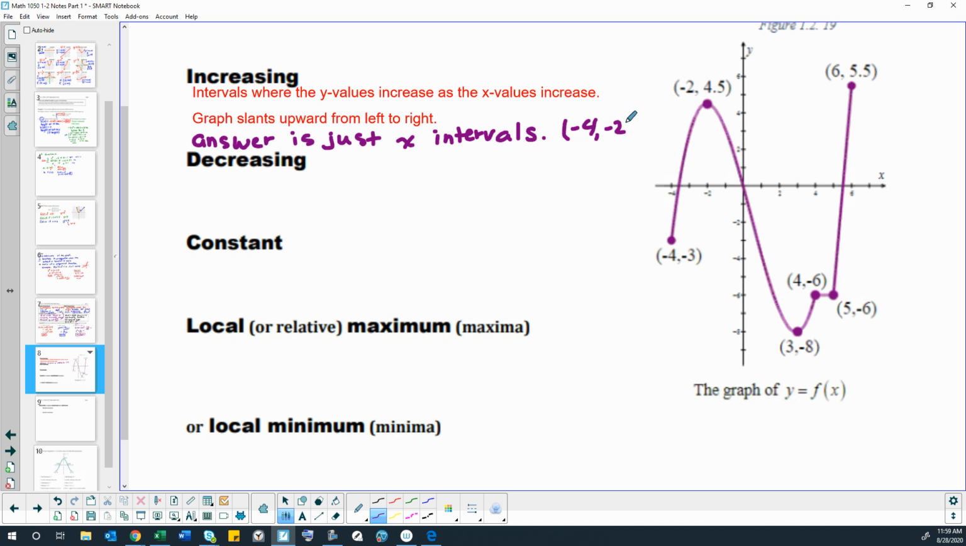Hopefully you're thinking through these in your head, or if you'd like, you can unmute, or you can type in an answer. I'm trying to keep your brains engaged. It's a little bit harder with this distance platform.